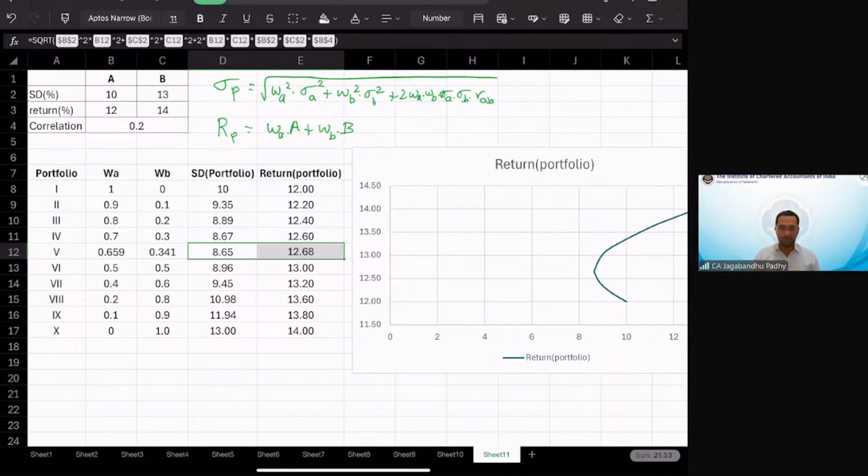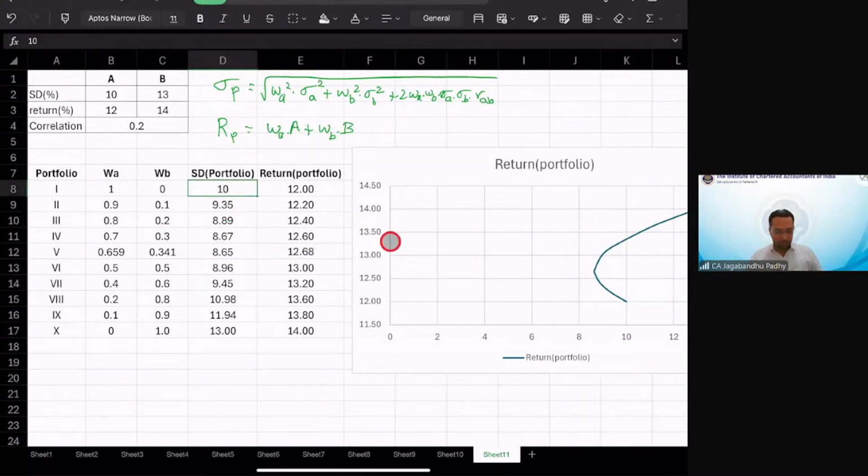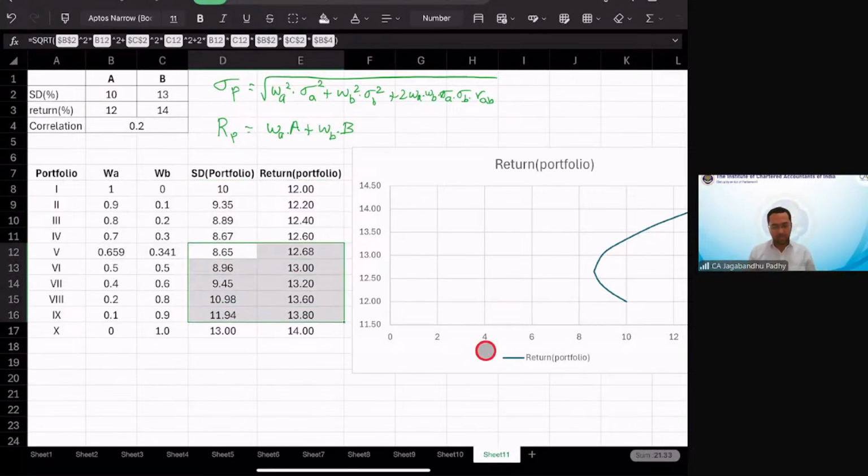Correct. Agreed, sir. Right. So from portfolios 1 till 4th, they are not at all suitable for us. Any rational person would not be investing in 1 to 4 securities because they are all providing you returns lesser than 12.68, and they also have a risk higher than our portfolio. So from 5th to 10th, these are the portfolios which will be selected by persons depending on their risk appetite or their risk taking capacity.